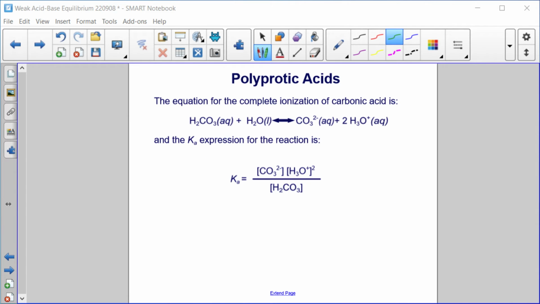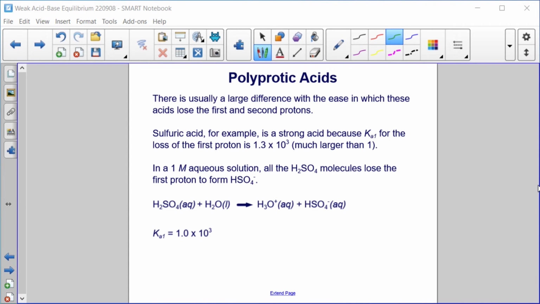The equation for the complete ionization of carbonic acid is H2CO3 in water produces carbonate ion and 2 hydronium ions. And the Ka expression for the reaction is concentration of CO3 times concentration of H3O+. This coefficient gives us a square here over the concentration of the H2CO3.